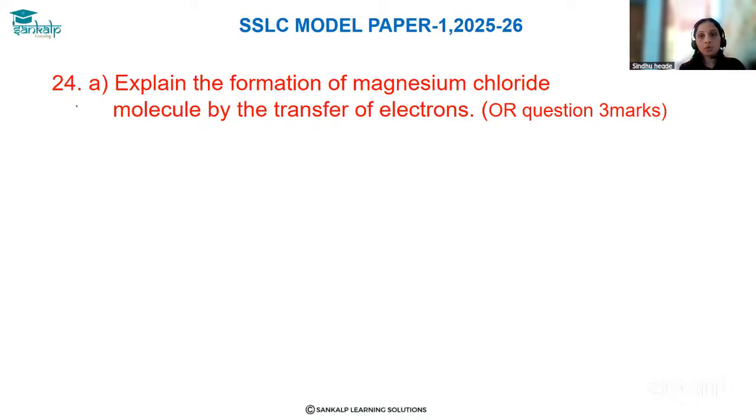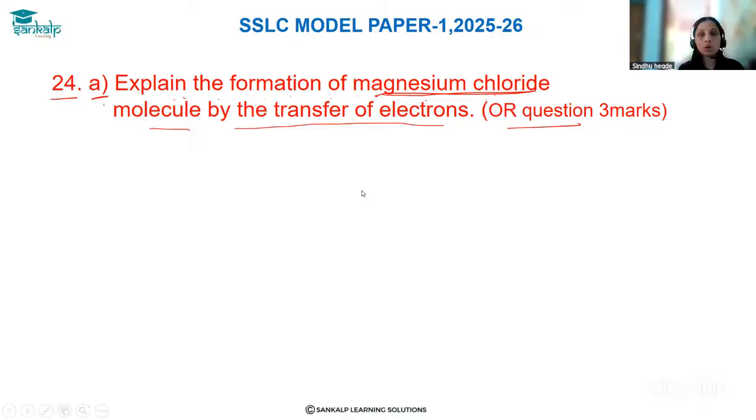Question number 24. Again this question contains A and B sub-questions. In 24 A: explain the formation of magnesium chloride molecule by the transfer of electrons. This is an OR question. How is the magnesium chloride molecule formed? You have to explain those step by step.